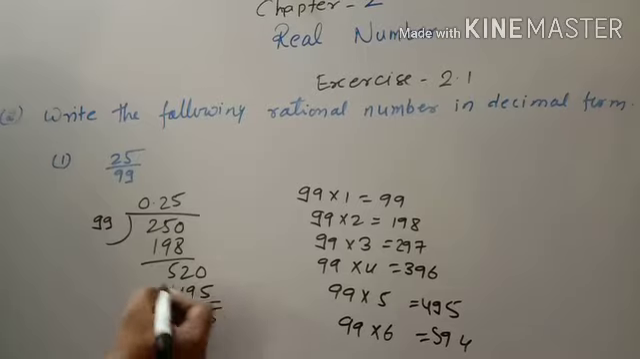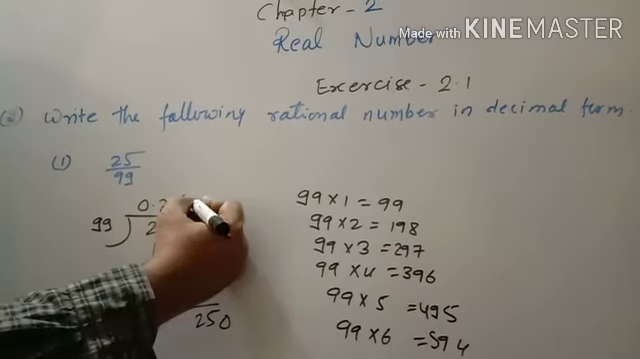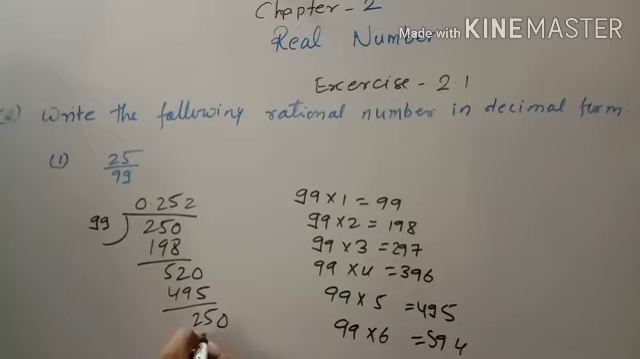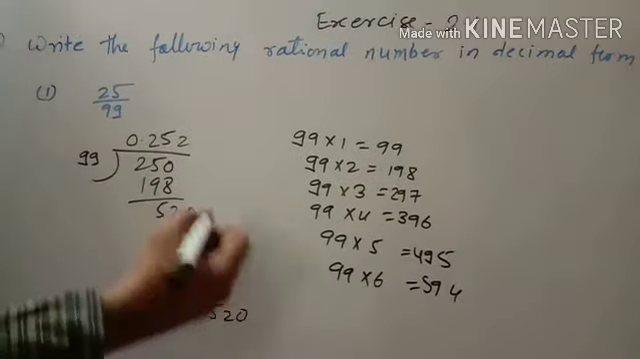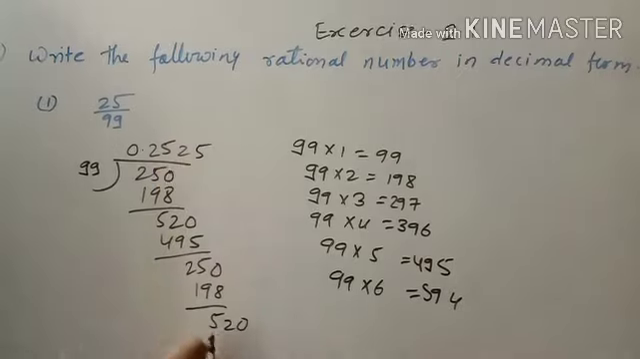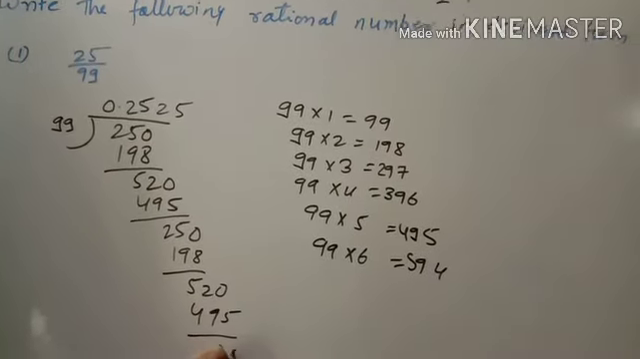11 minus 9, 2. And 0. Again it comes 250. We will go 2 times. 99, 198. Again it is 520. Again we will go 5 times. Again it's 495. Again we receive 25 as a remainder.